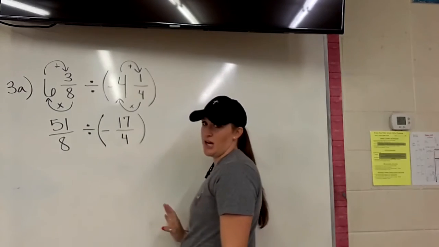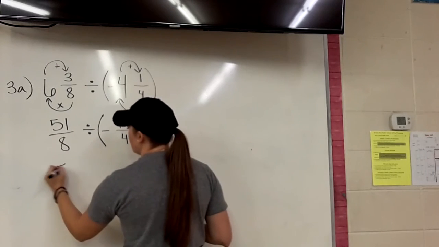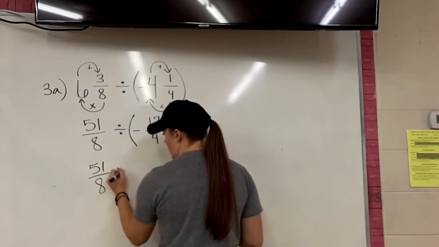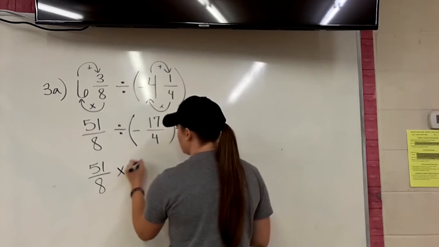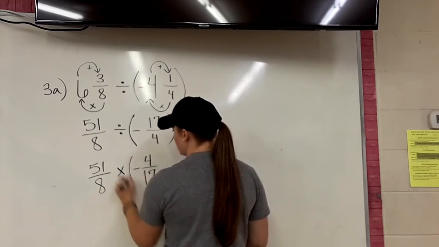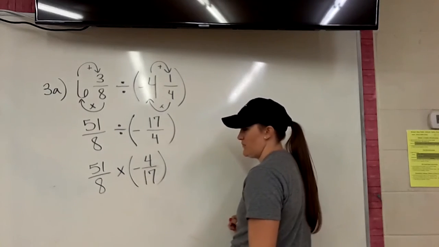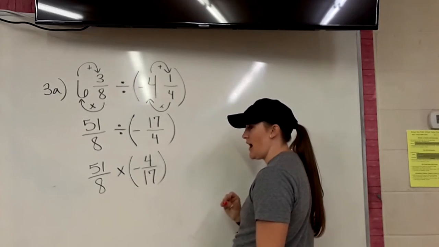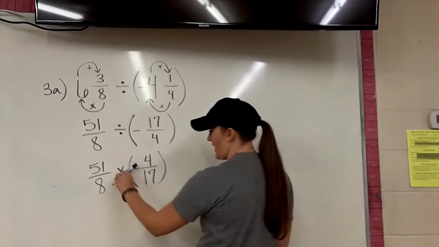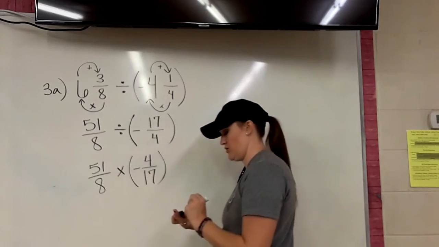So now we can change it to a multiplication problem. Keep, change, flip. It's still negative. Now it's negative 4 over 17. So now we can try and cross cancel. 8 and 4. Let me switch colors.